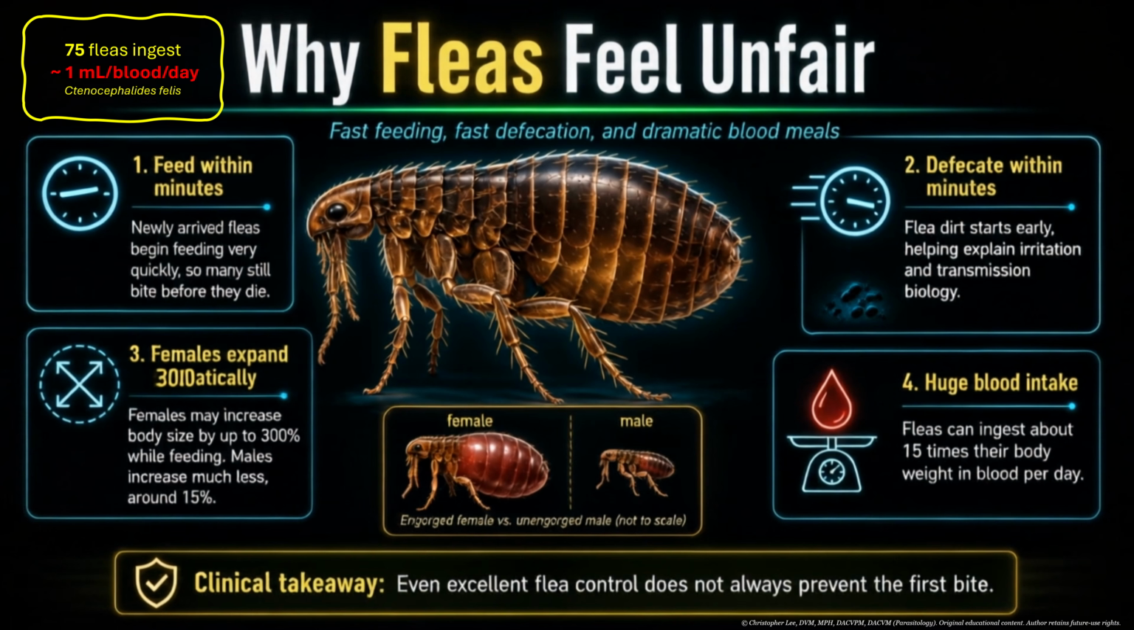Female fleas are impressive feeders. As they take a blood meal, their bodies can expand dramatically, much more dramatically than males. Fleas may consume roughly 15 times their body weight in blood each day. 75 Ctenocephalides fleas consume 1 milliliter of blood a day. No wonder they can generate anemia. Tiny insect, enormous appetite, almost no respect for portion control.